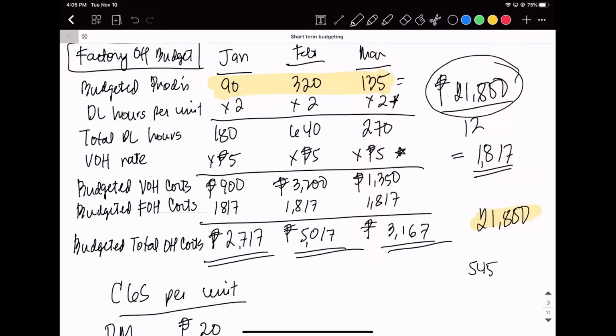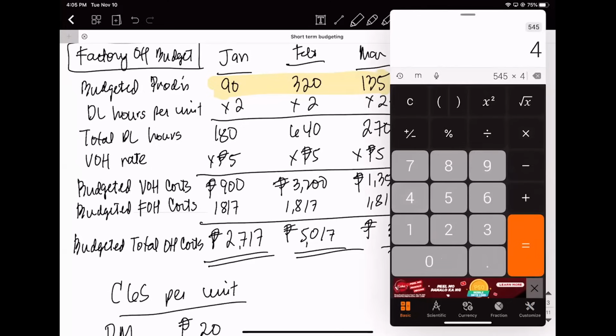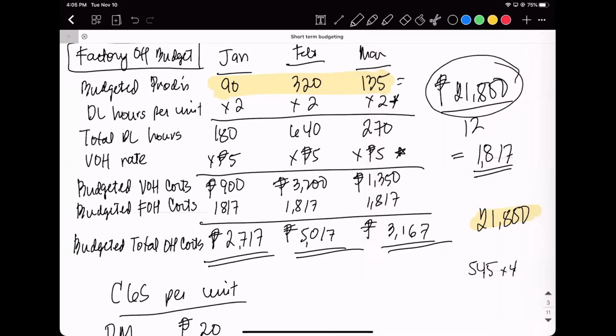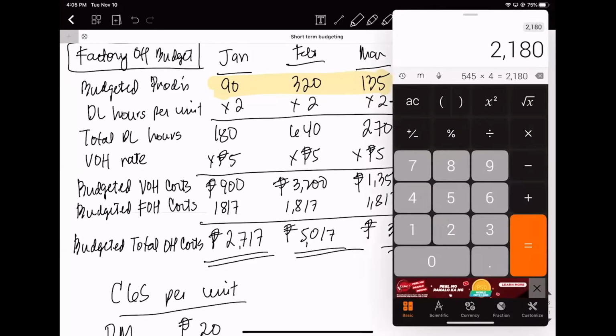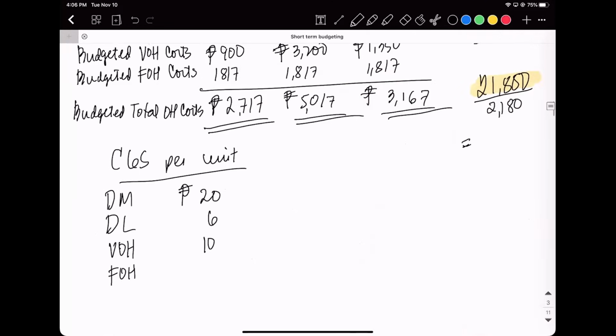Pwede mong i-multiply by 4, i-annualize mo. So 545 times 4 is 2,180. Ito yung annualized number of units. So ilan ang budgeted fixed overhead cost per unit? 21,800 divided by 2,180, so 10 pesos per unit.